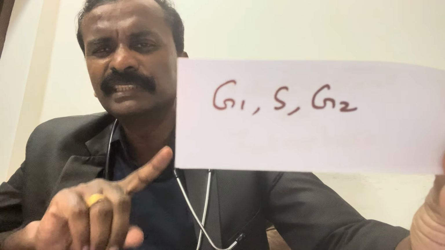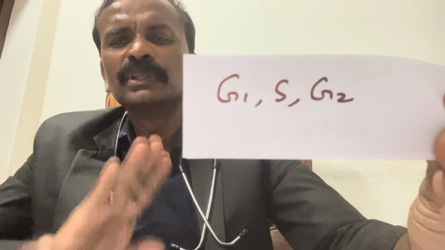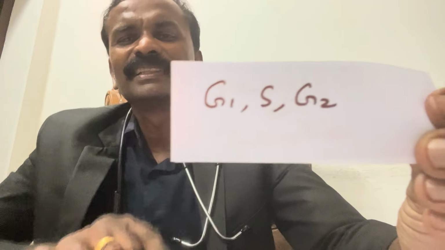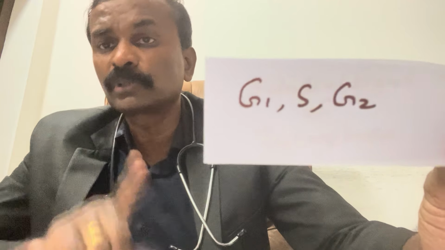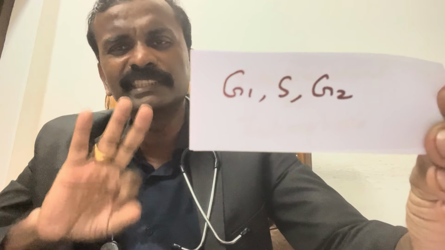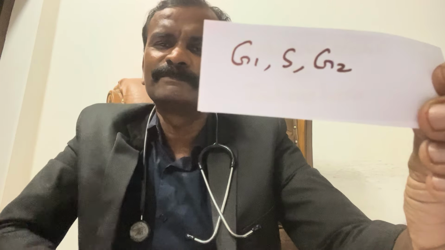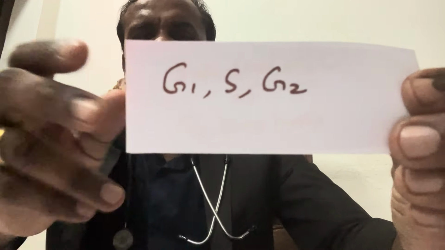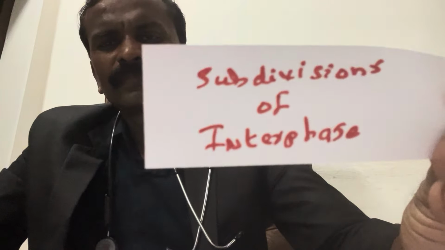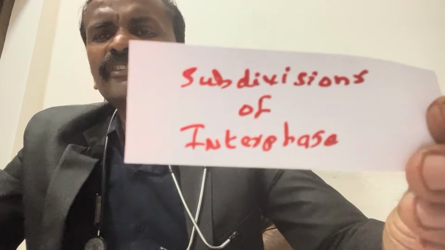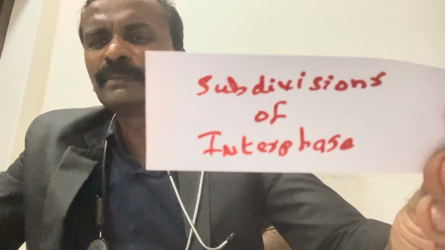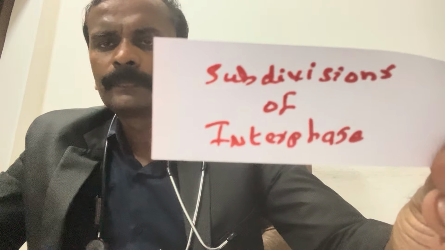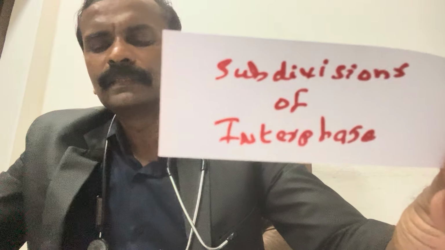G1, S, G2. The same order they are given in the textbook. So you memorize like this itself. They will give some other number and they will ask which is not. They will keep G6 or G7. So keep it in mind. G1, S, G2. Same order. For what? It is the subdivision of interphase in cell cycle. Remember now?